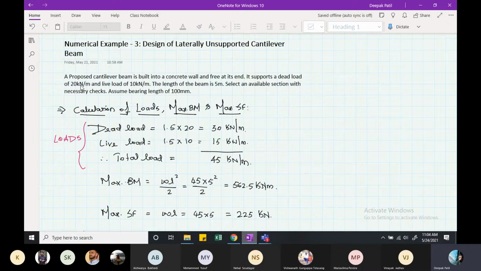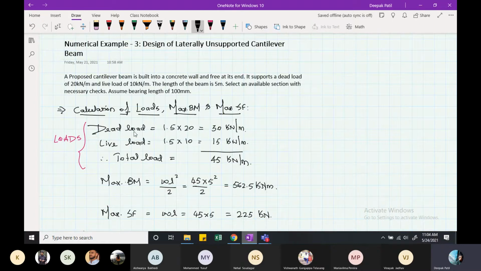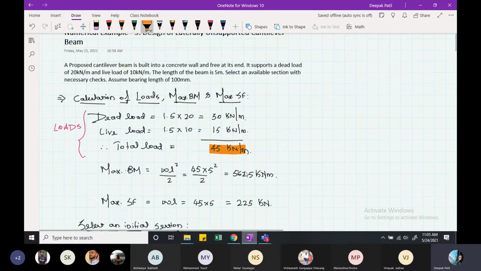The loads are given in terms of dead load and live load, so you have to superimpose both of them. We assume that whatever loads are given are all service loads, that is, unfactored loads. So we have to go with the factored loads, and for that I multiply all of them by 1.5. Dead load is 1.5 times 20, which is 30 kilonewton per meter. Live load is 1.5 times 10, which is 15 kilonewton per meter. When I add them, the total load acting on the cantilever beam is 45 kilonewton per meter.